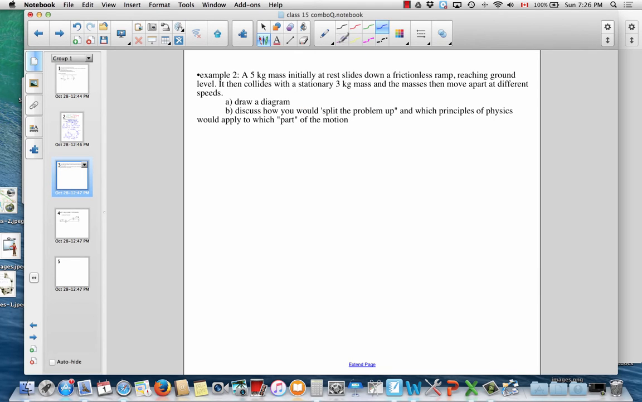Okay, so hopefully you've had a thought there now, and this is how we should visualize it. We start off here, a 5 kilogram mass is at rest on this ramp, and it's going to slide down and contact a 3 kilogram mass. So here it is at the beginning.